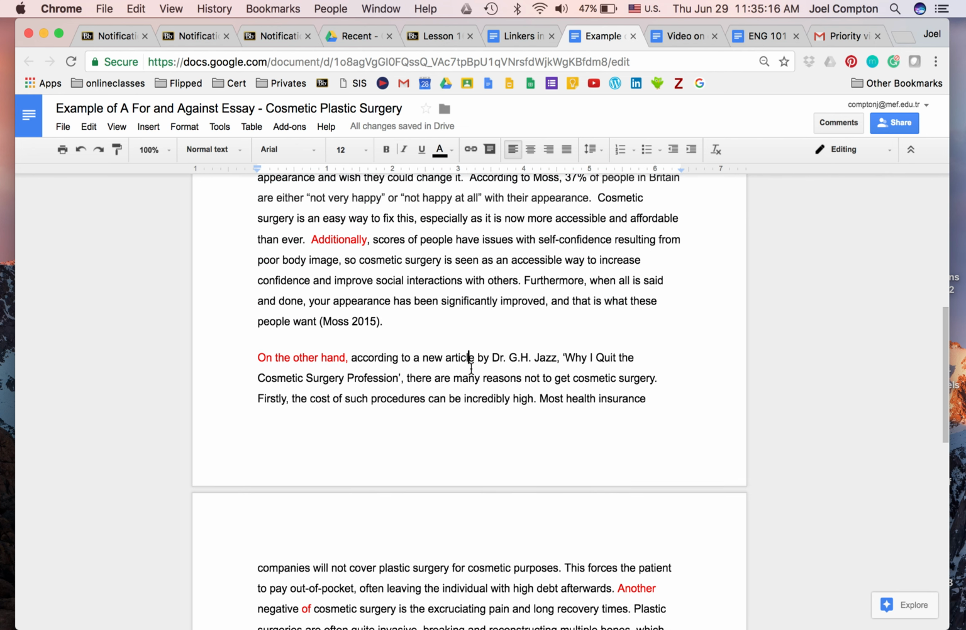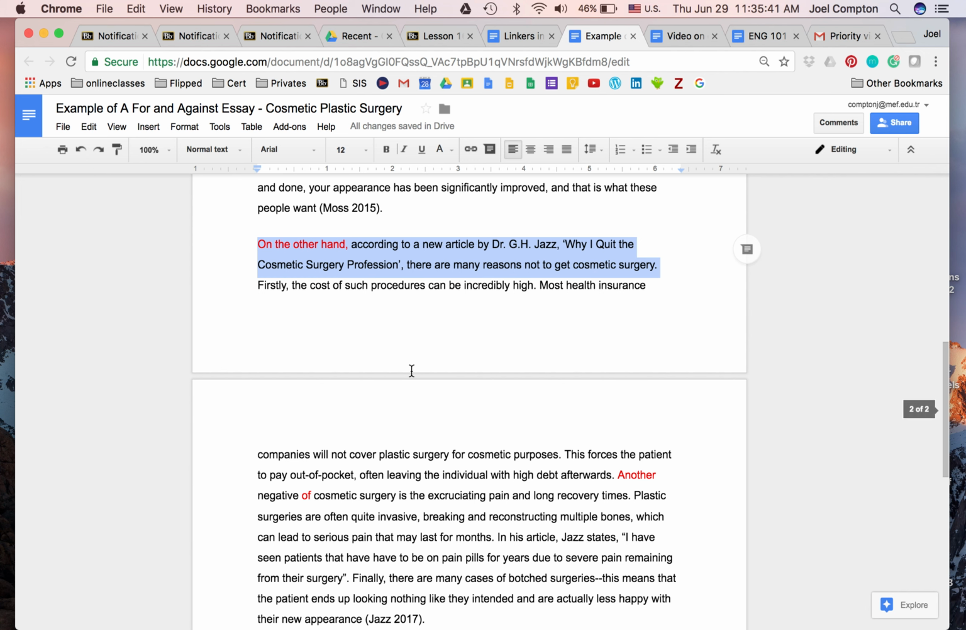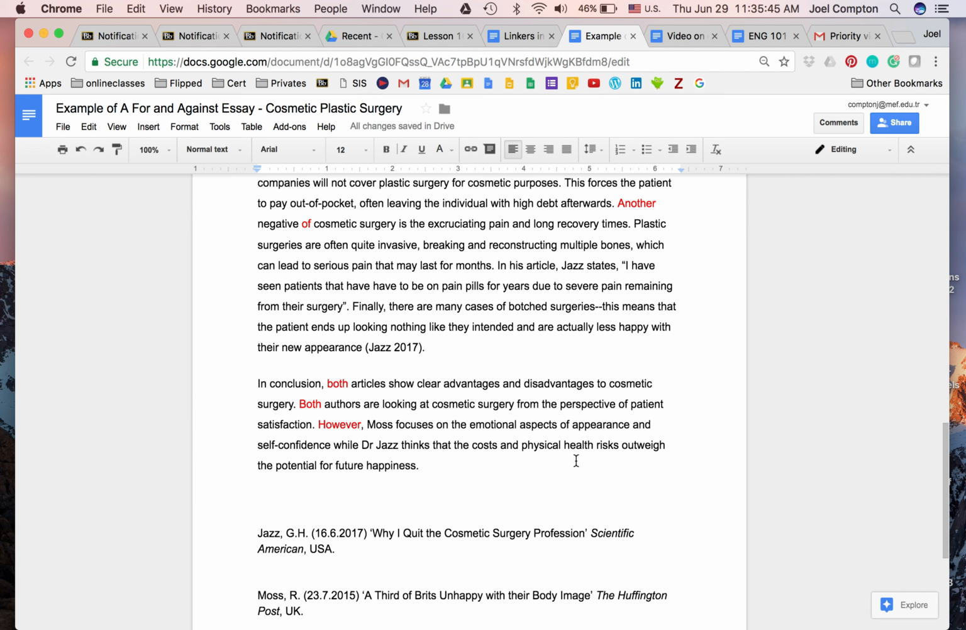Her third paragraph is the other side of this issue, and you can see that because she has written here in this first sentence, on the other hand, okay, and then the author's name is Dr. G.H. Jazz, the title of the article, and then she says there are many reasons not to get cosmetic surgery. So this is a very nice way of letting her reader know what this summary paragraph is going to be about. All right? So then you have the conclusion paragraph, okay?